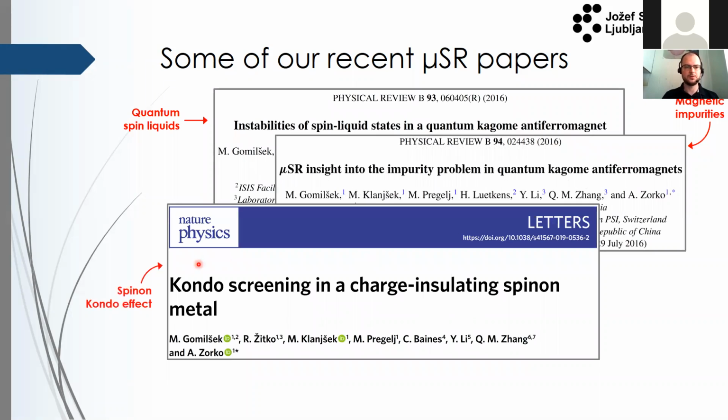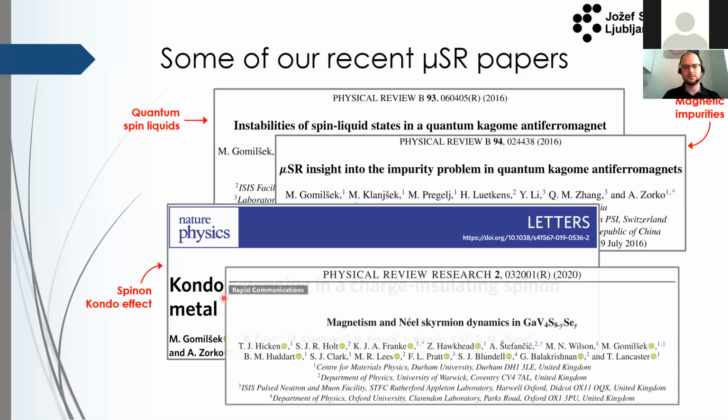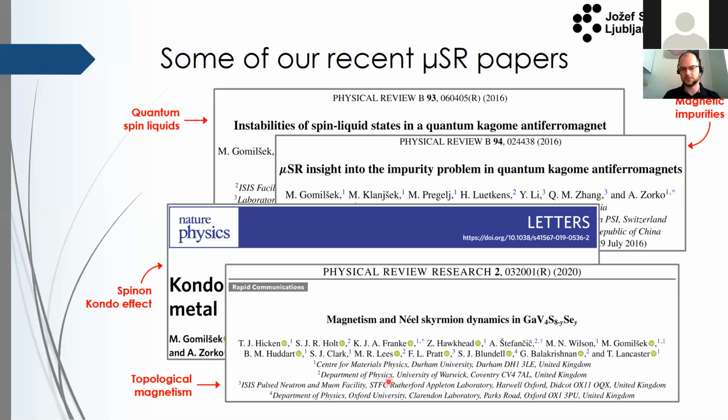Then a paper proving a spinon Kondo effect, where we have an analog of the Kondo effect known from metals, but inside electrical insulators, where the coupling is instead to spins inside the system, so local spins instead of itinerant spins. And for example, we can study topological magnetism as well, so excitations of large topologically protected vortices of magnetization. So none of these papers would be possible without MUSR.